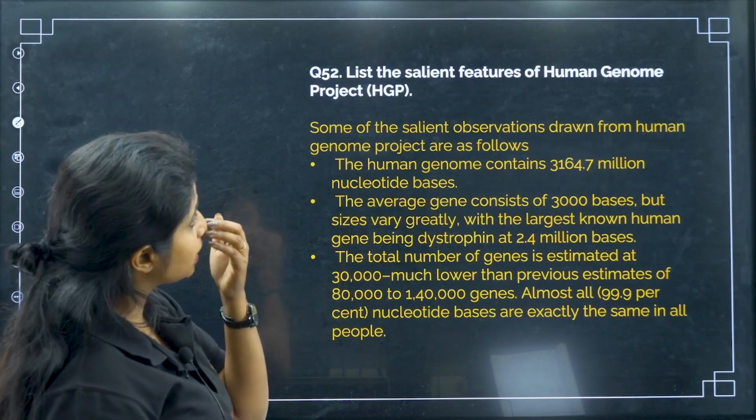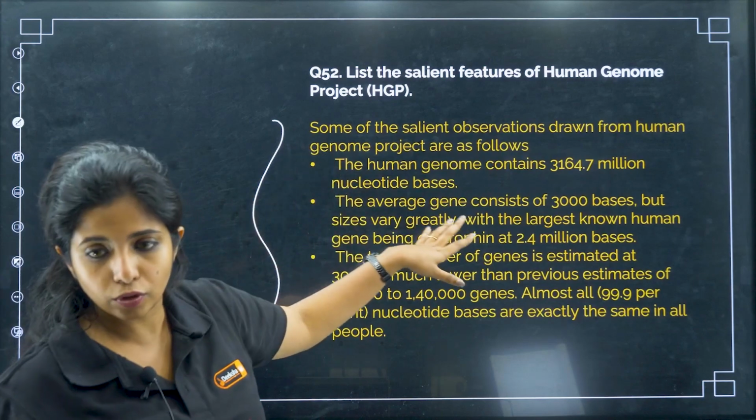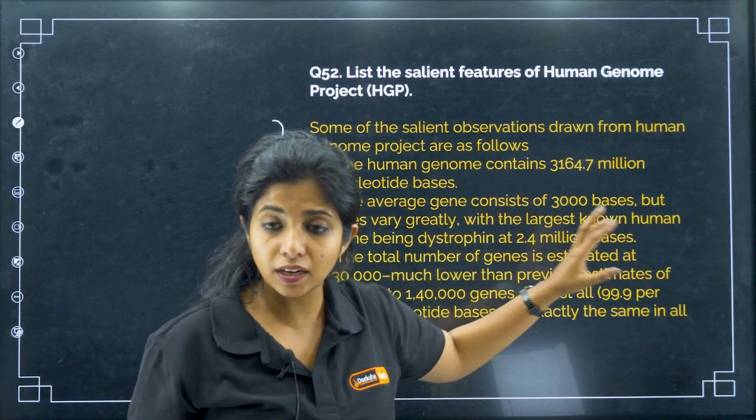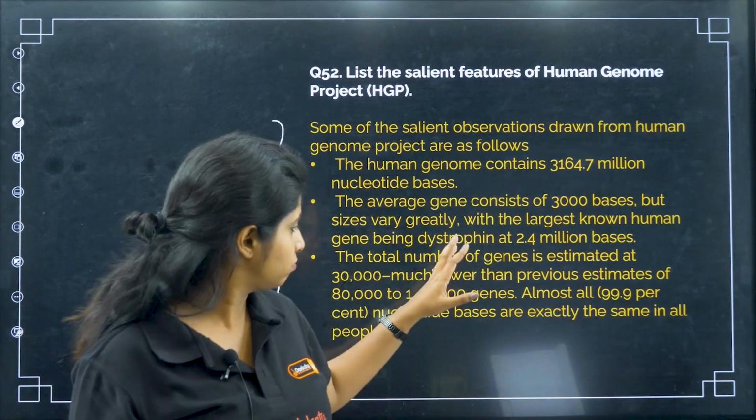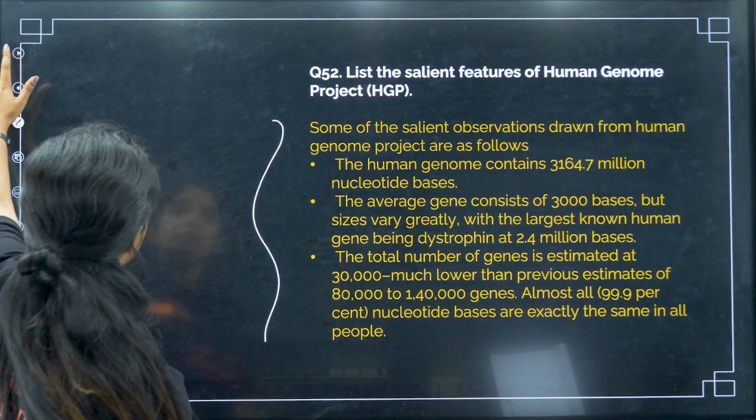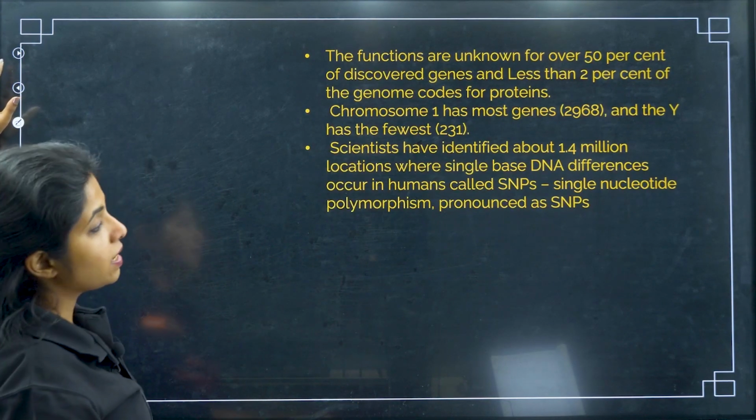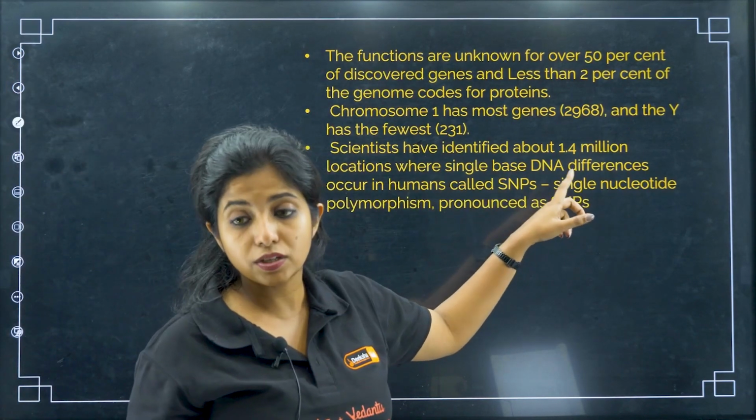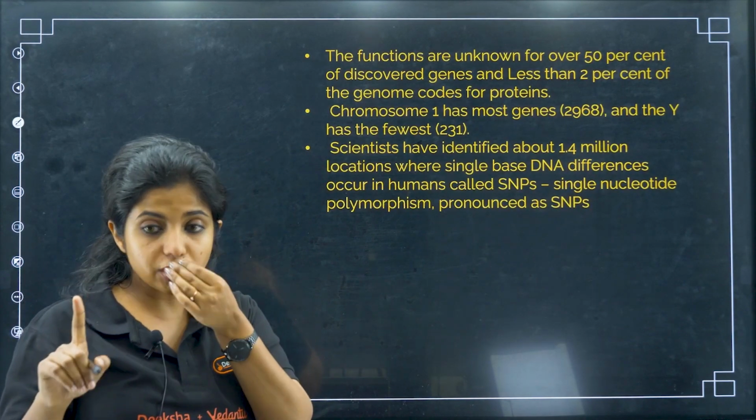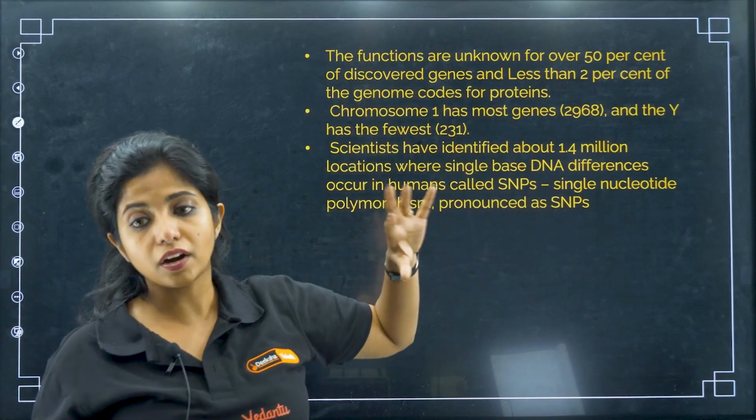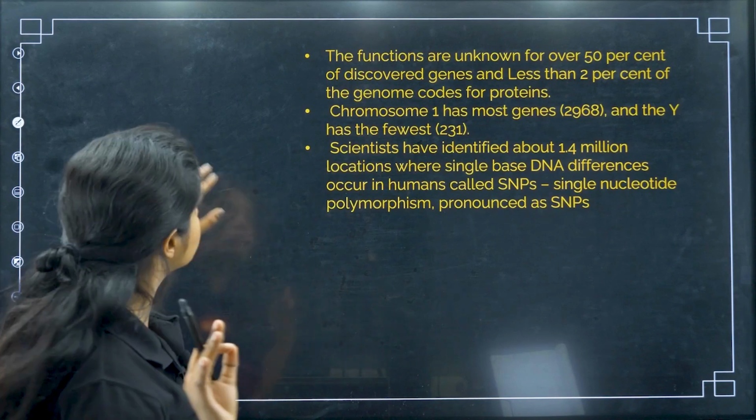Going ahead, list the salient features of the Human Genome Project. The human genome consists of 3164.7 million nucleotide bases. My dear children, 300 bases are there in an average gene, but you have multiple things, dystrophin with 2.4 million and other things. Just go through it once. I'm not going through the entire thing. Chromosome 1 has the most genes and chromosome Y has the fewest genes. Scientists have located SNPs, that is single nucleotide polymorphisms, where we differ by only a single nucleotide. The functions of almost 50% of discovered genes are unknown, my dear children. Less than 2% of the genome actually codes for protein. All the rest is repetitive sequences.